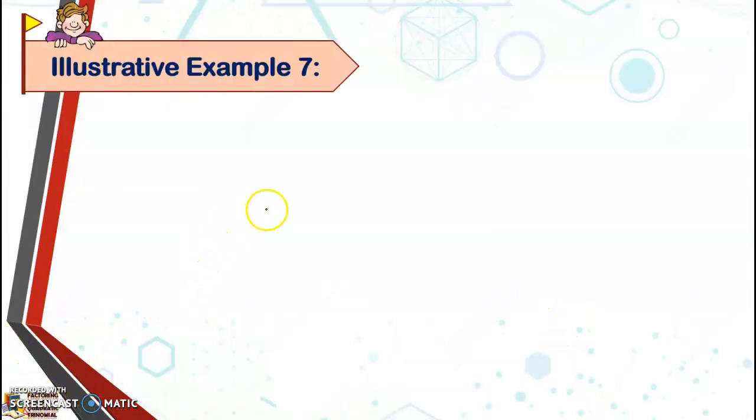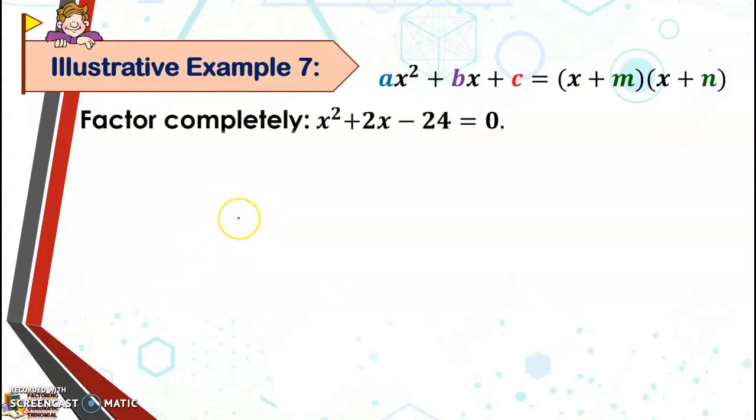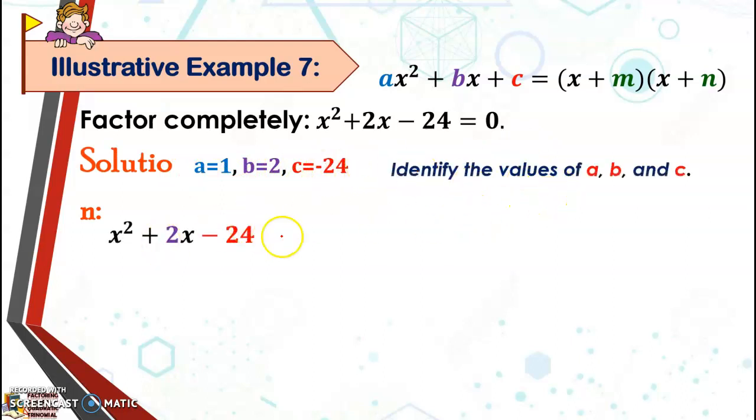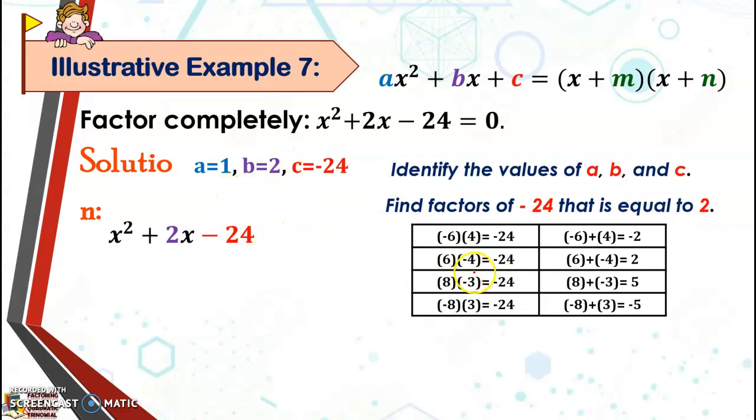Number 7, x squared plus 2x minus 24 equal to 0. Okay, so we now look for the a, b, c. Our c is negative 24, so we have to look for a factor of negative 24 whose sum is equal to positive 2. Among the list here, since our c is negative, that means one of the factors is negative.